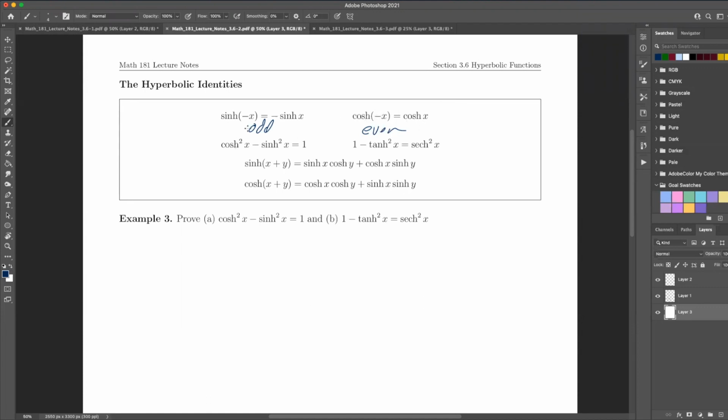Here, instead of sine squared plus cosine squared equals 1, it's hyperbolic cosine squared minus hyperbolic sine squared equal to 1. And the same thing here, instead of the plus, it's a minus. And here's our double angle formula. And so if we have x plus y, this is how it all falls out. And these look alike. The identities are really similar, but they're not always exactly similar.